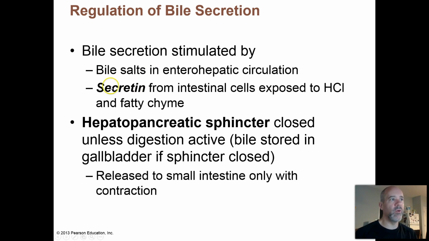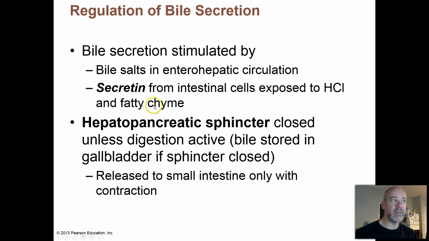Then there's also a hormone that cells in the duodenum produce called secretin, and secretin also tells the liver to make more bile. That's a signaling molecule that stimulates the cells there to do that. And what causes these cells to release secretin? What's the trigger for that? When they detect HCl, that's hydrochloric acid coming in from the stomach, and also fats in the chyme. The chyme is the digestive fluid coming in from the stomach.